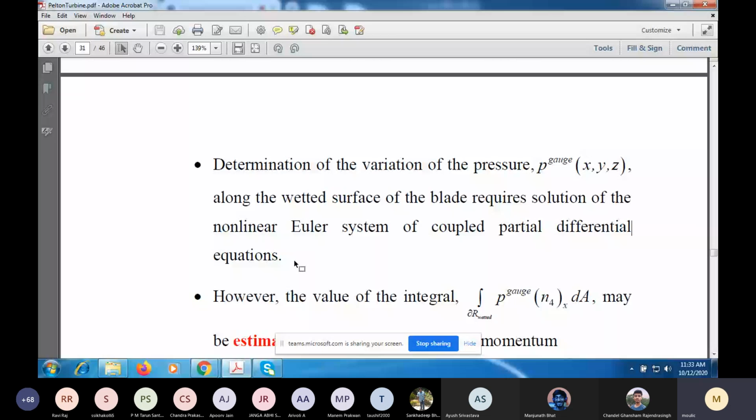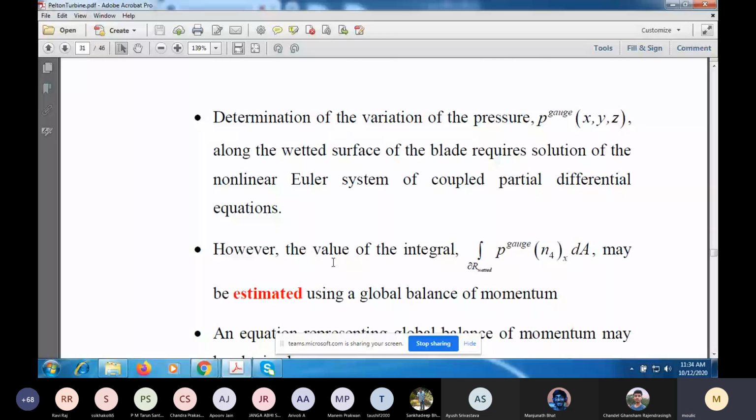In this course, we want to come up with a simple estimate. So what we'll show is that even when the spatial distribution of the gauge pressure is not known, the value of this integral may be estimated using a global balance of momentum.